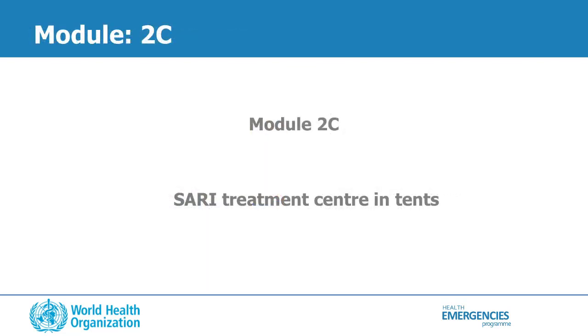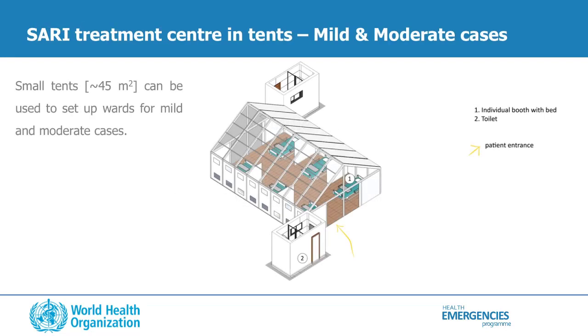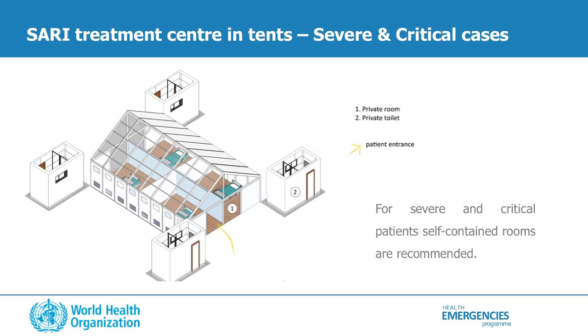Welcome to Module 2C, SARI Treatment Center in Tents. Small tents of about 45 square meters can be used to set up wards for mild and moderate cases by installing individual booths with beds in them. You can set up a toilet close to but outside the tent. For severe and critical patients, private rooms together with private toilets are recommended.